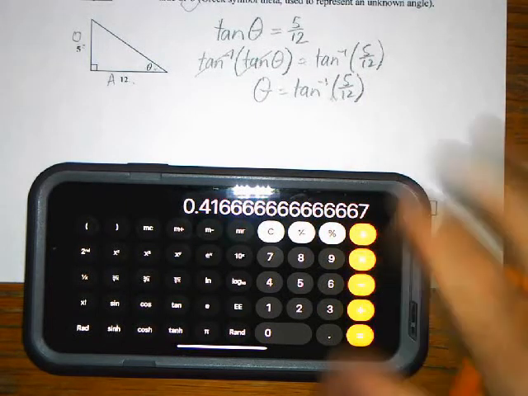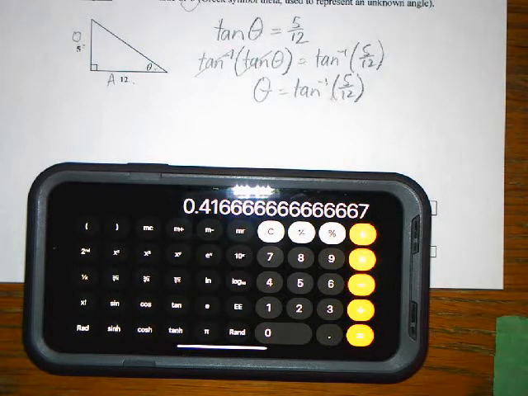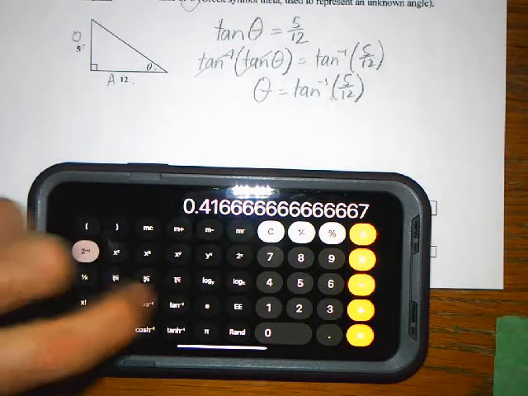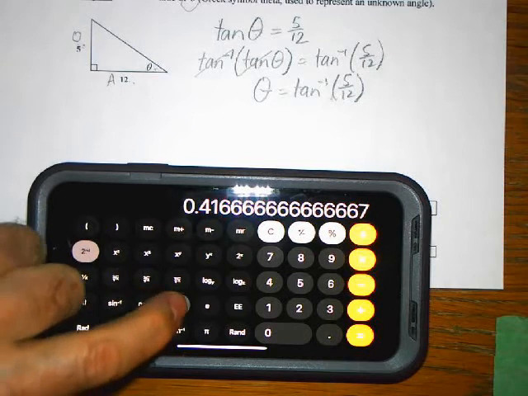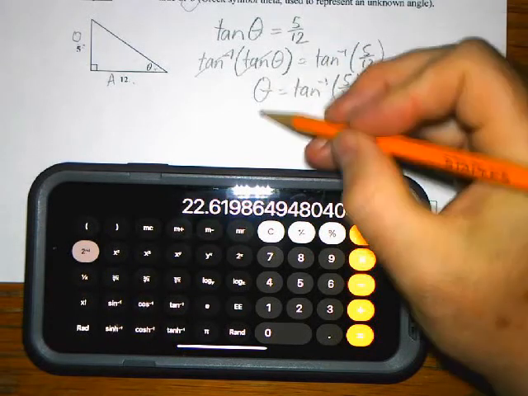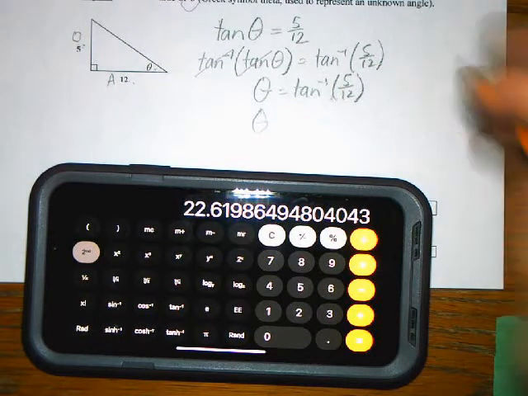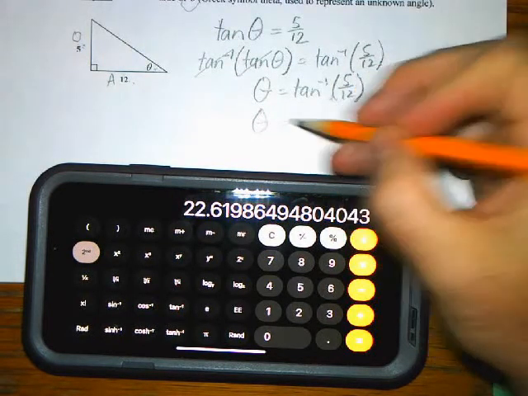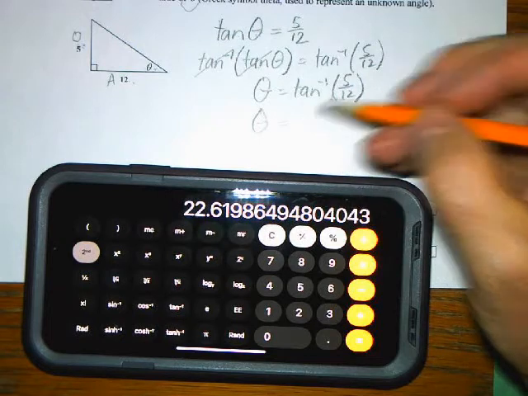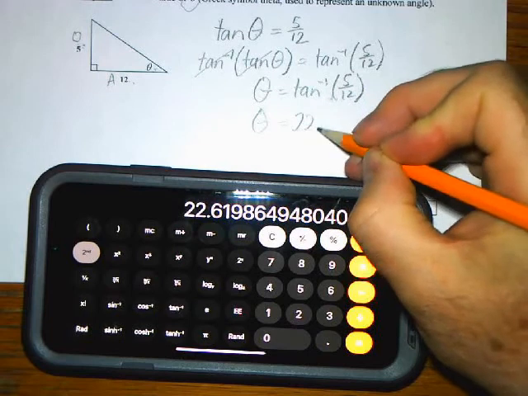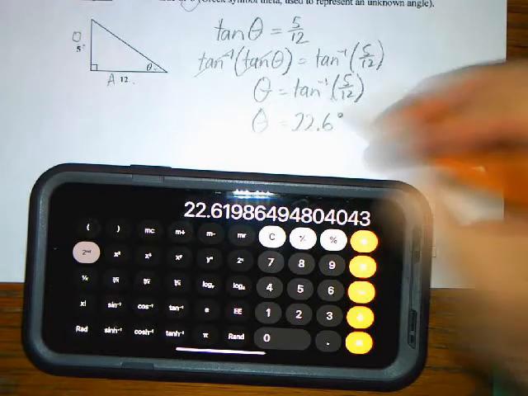So remember, to get tan inverse, at least on this calculator, you do second function, and then the tan inverse is there, and we get our number. I guess it doesn't say how to round it. Usually when you round angles, it's to the nearest degree, but let's show off a bit here. Let's do it to the nearest tenth of a degree, 22.6 degrees. Okay.